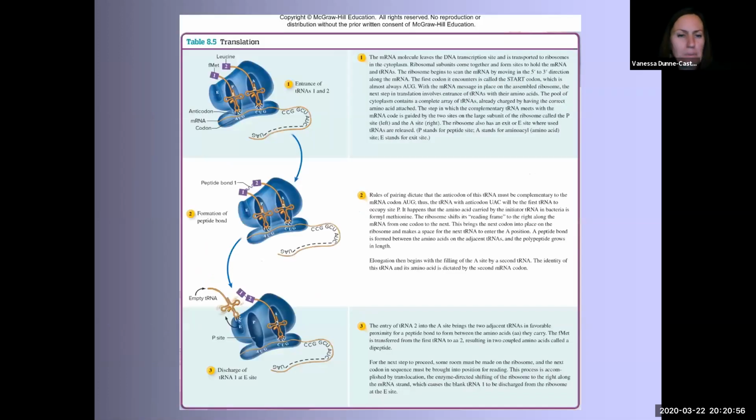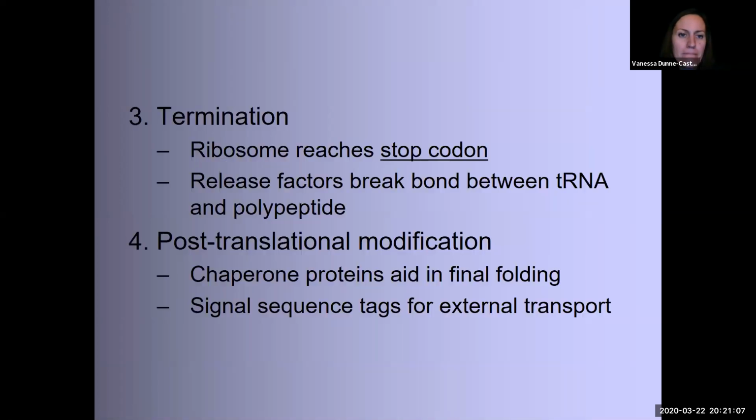This is also from your book. I don't know if that last one was, but this is from your book showing you the same process, and you can kind of move yourself along. This one's showing you, termination again occurs when that ribosome reaches that stop codon on the mRNA.